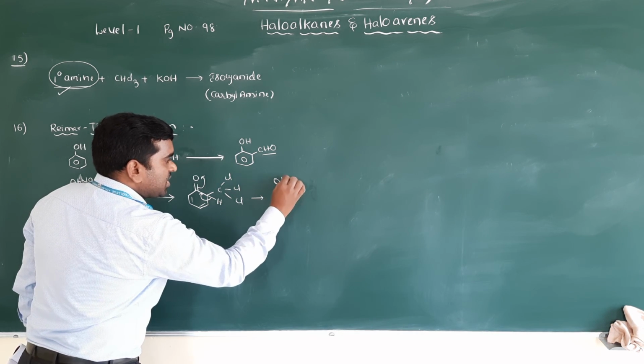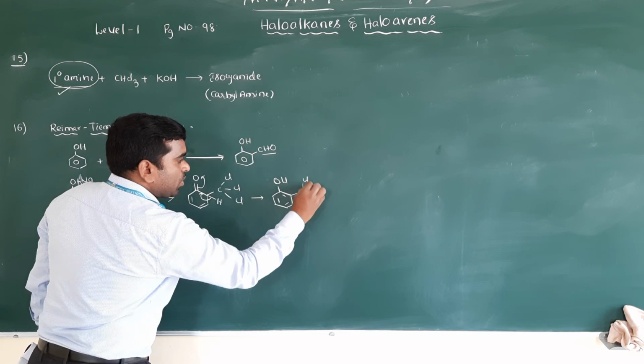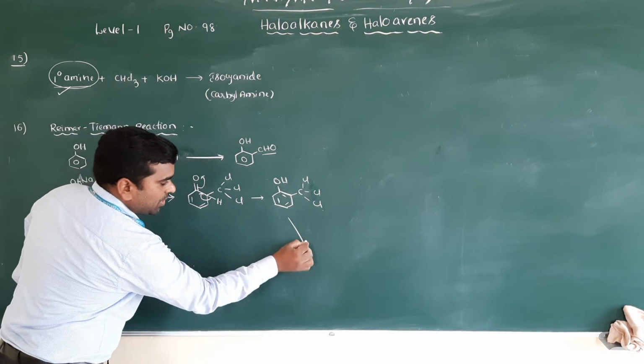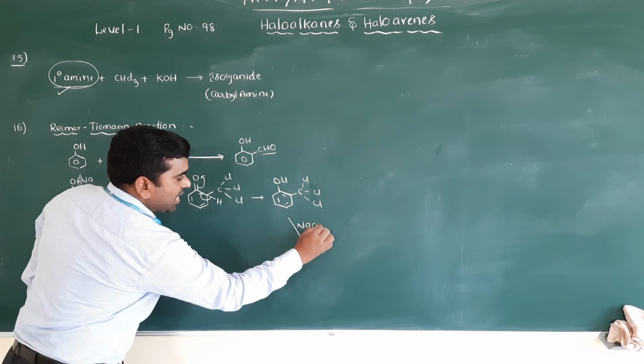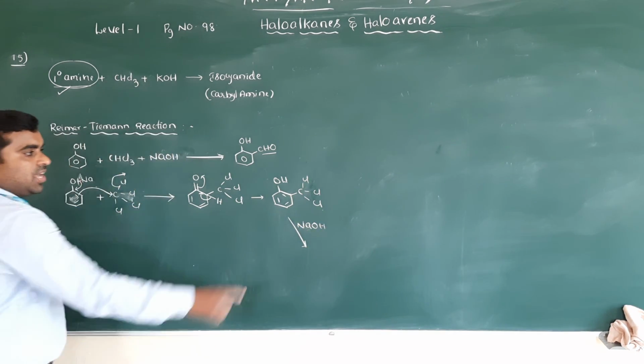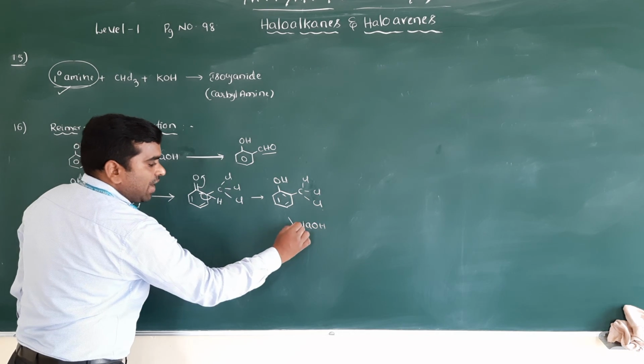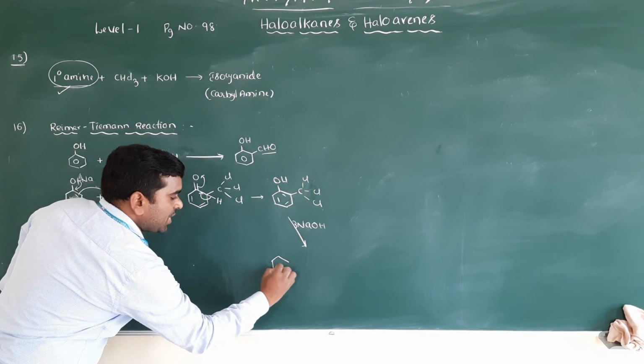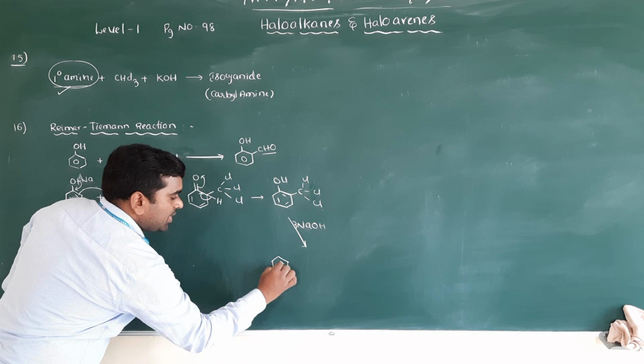And OH is present here, and carbon, chlorine, chlorine, 3 chlorine atoms. And the next one, we will treat this one with which one? NaOH. So here how many chlorine atoms are there? 3. I have to take here 3 moles of NaOH. Each chlorine here is replaced.